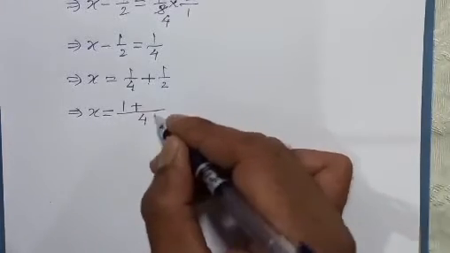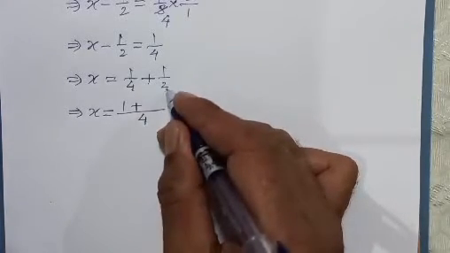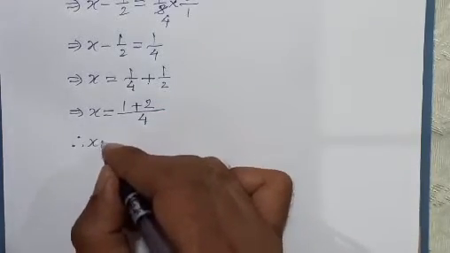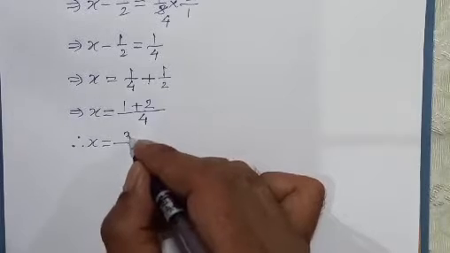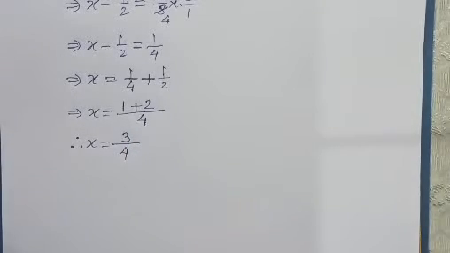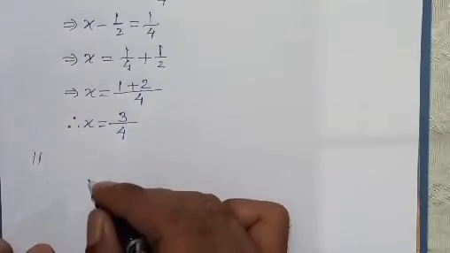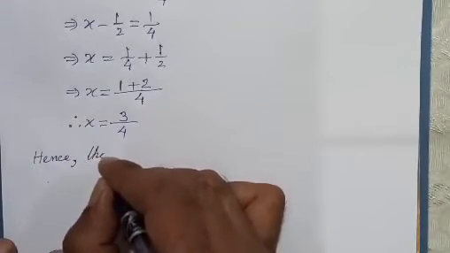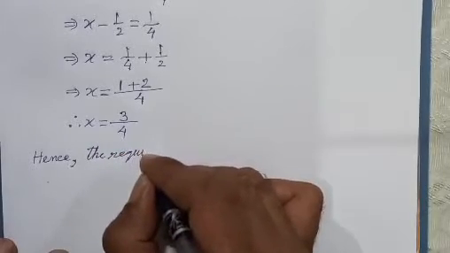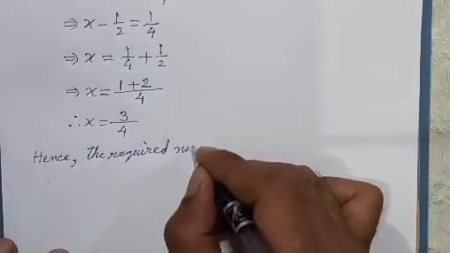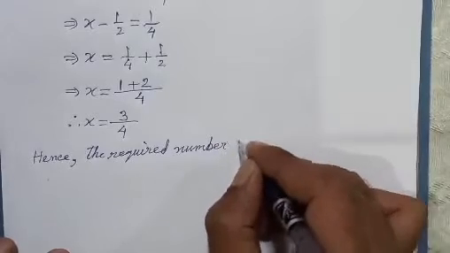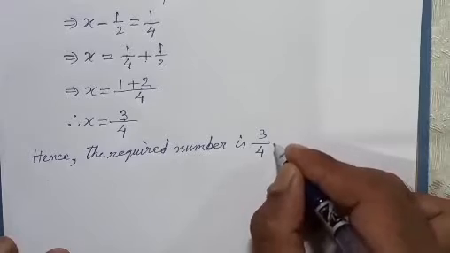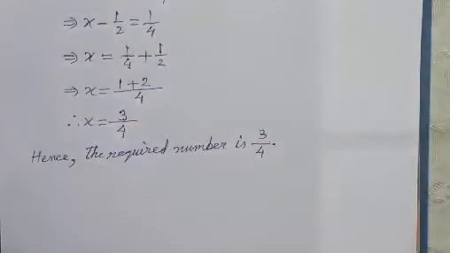Then this plus sign. 4 divided by 2 is 2, and 2 into 1 is 2. 1 plus 2. Therefore, x is equal to 1 plus 2 is 3, so we get 3 by 4. Hence, the required number is 3 by 4. Here, the question is over, and I hope that you can understand this.